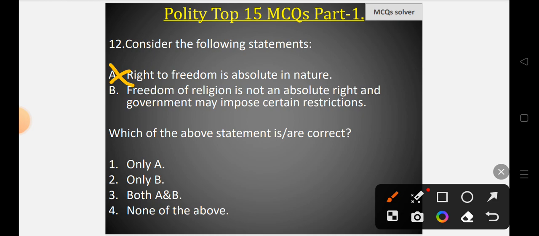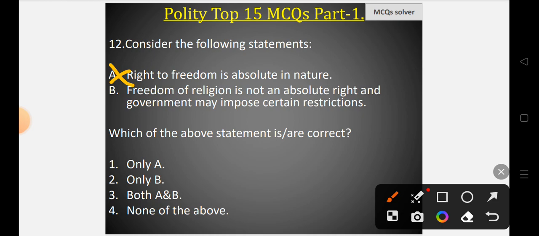Also it says right to freedom to visit any place. But yes, it is correct, but you cannot visit those places which are restricted to common citizens. So it's not an absolute right, it is subjected to the sovereignty of the country, public law and order situations. So statement A is incorrect.